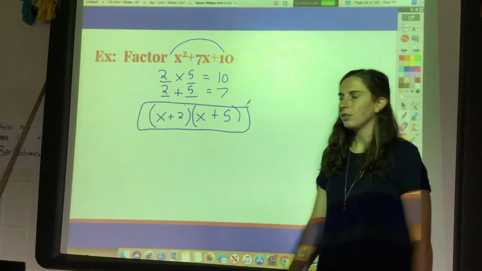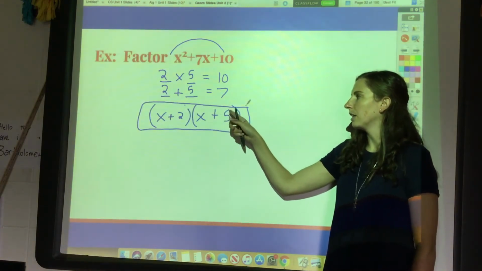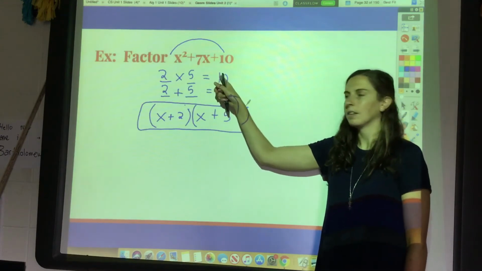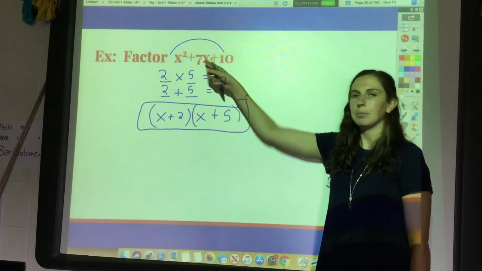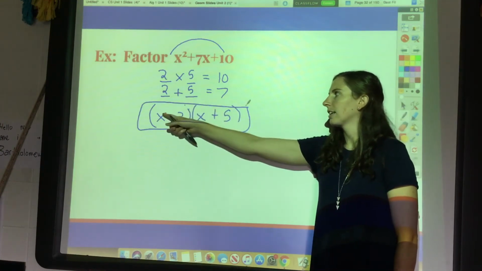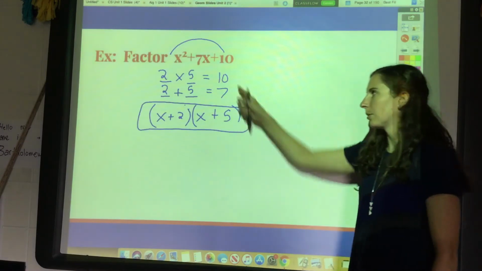Notice the reason you need them to multiply to give you this is because 2 times 5 literally has to give you 10. That's why we want them to multiply to 10. And you want them to add to that middle number because you'll have 2x plus 5x. 2 plus 5 gives you 7x. So that's why we set up this puzzle.